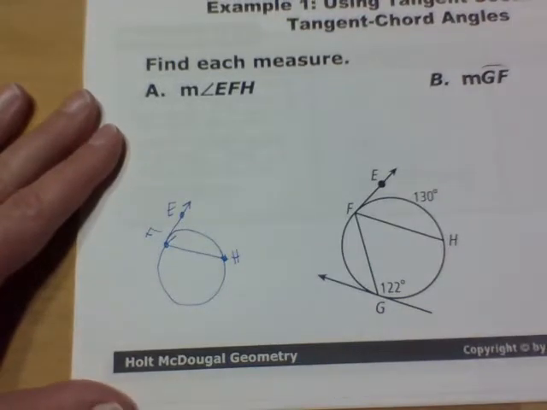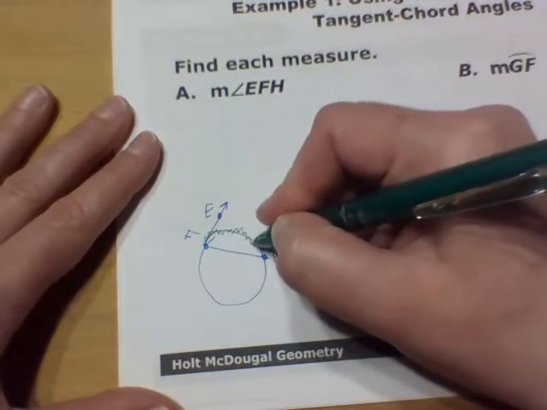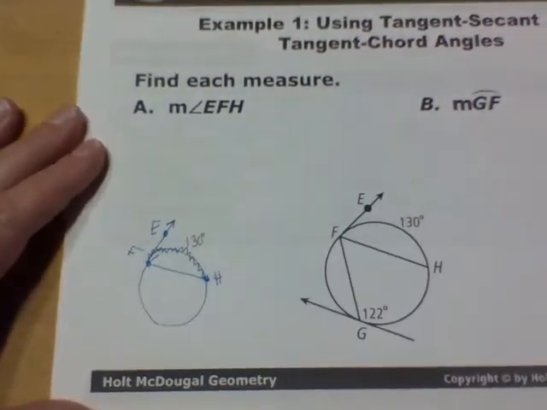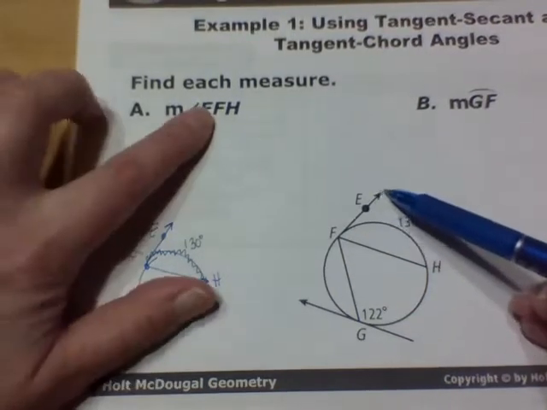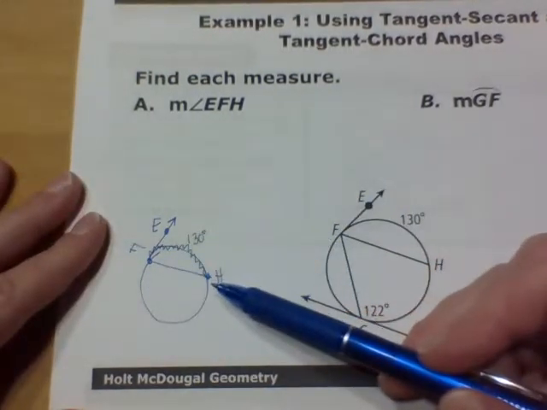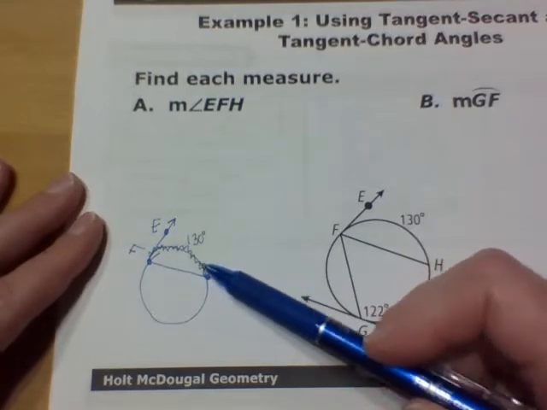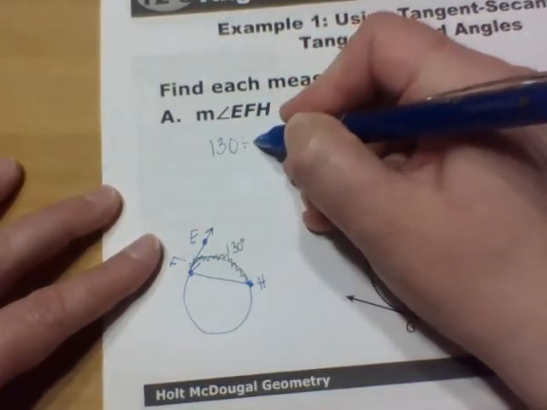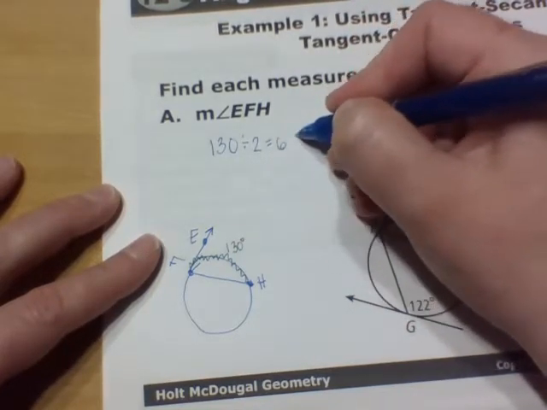And the only number that helps us on that is that this arc right here is 130 degrees. So again, all of these other pieces are not helpful when we're finding EFH. Okay, so EFH is in fact going to be half of 130 because 130 is the arc that's going in there. So we just take 130, divide by 2, and we're going to get 65 degrees.